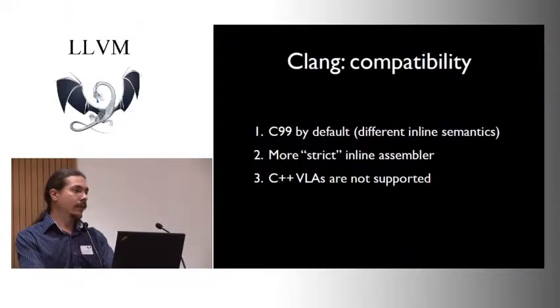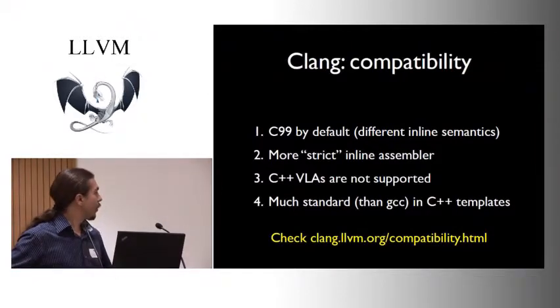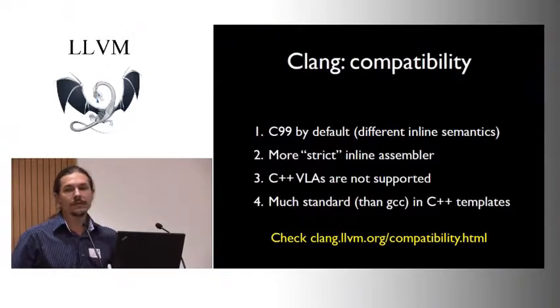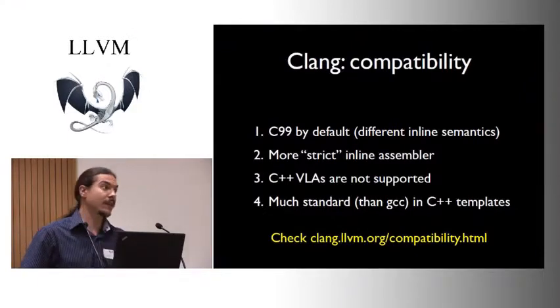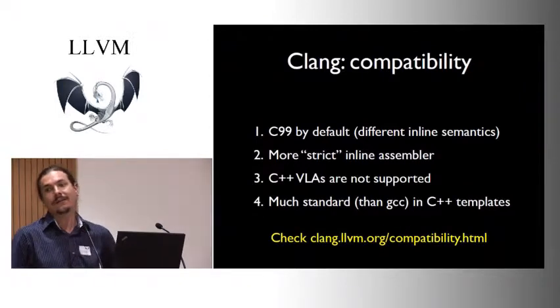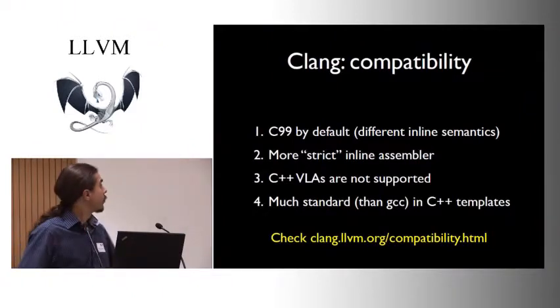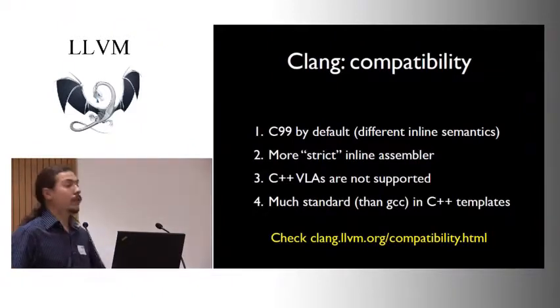Also, Clang is much more standard in C++ compared to GCC. And if you go to this web page, you see a lot of cases where GCC accepts code that is ill-formed by the C++ standard, and Clang does not accept this code at all. What we do not have in Clang at all.